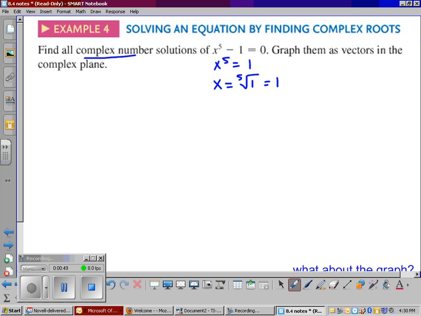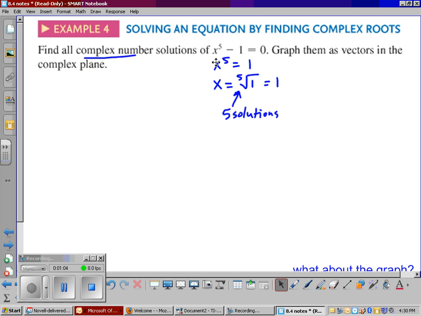So 1 is one of 5 complex solutions. But since I'm taking the fifth root of the number, there are really 5 solutions, and I need to find the other 4. So that's what we're going to be doing here.